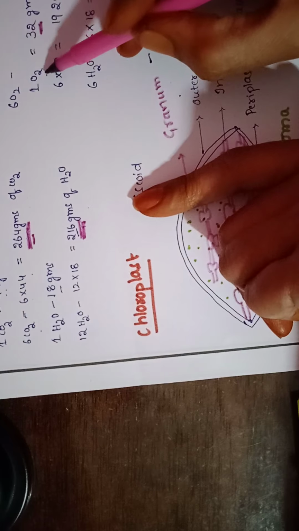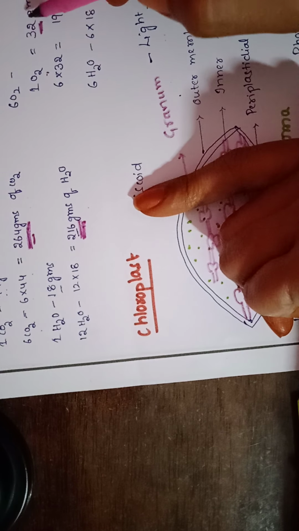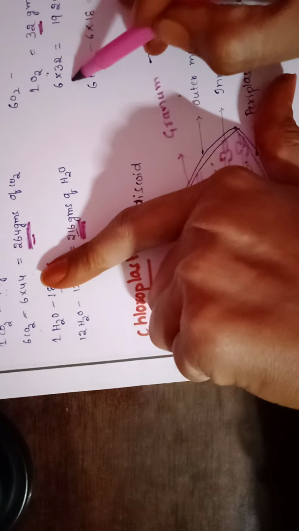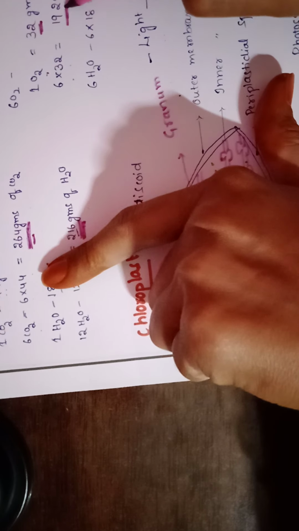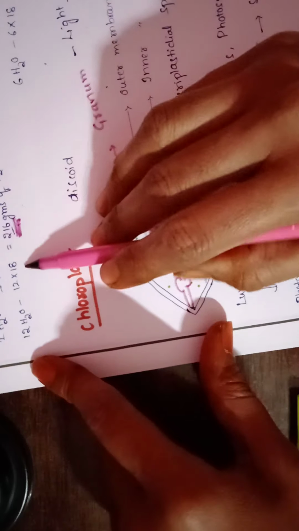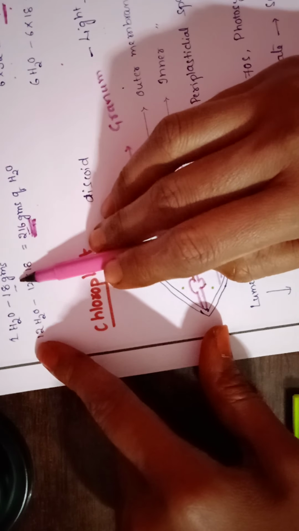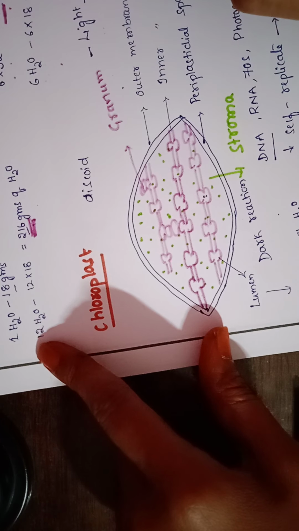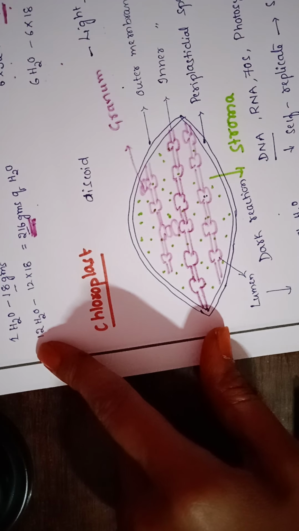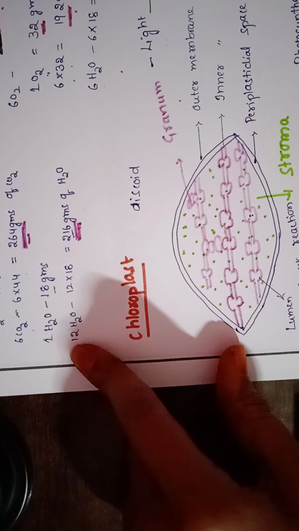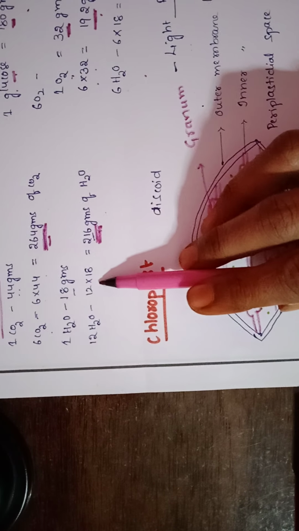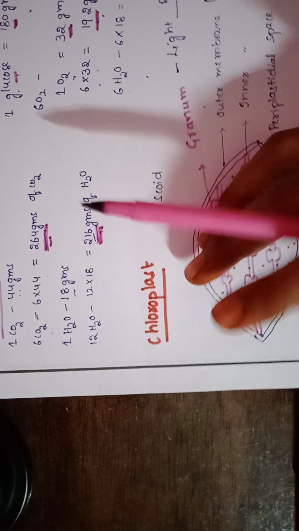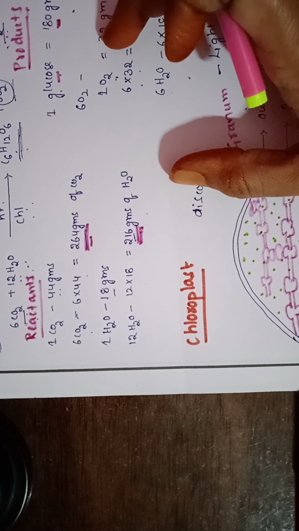Then let us take oxygen. 1 molecule of oxygen, as you know from the periodic table, is 32 grams. So 6 into 32 comes to 192 grams of oxygen. Then the water molecule, just now we studied, 1 water molecule is 18 grams. So 6 water molecules we get as 108 grams. So these are the products during photosynthesis and these are the reactants during the photosynthetic process. This is important for the objective questions.